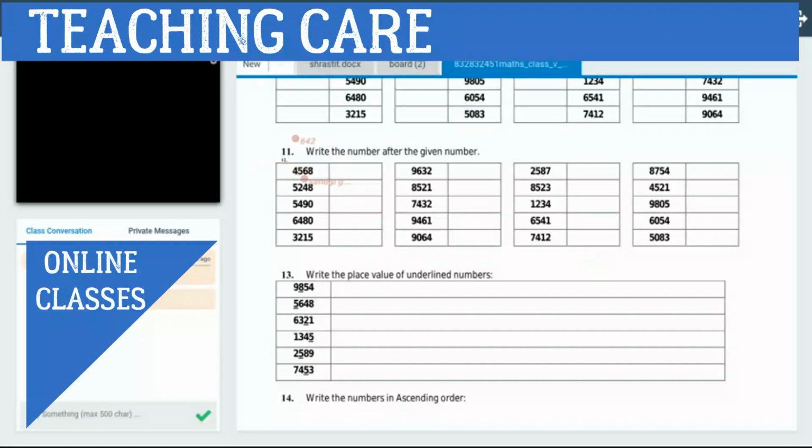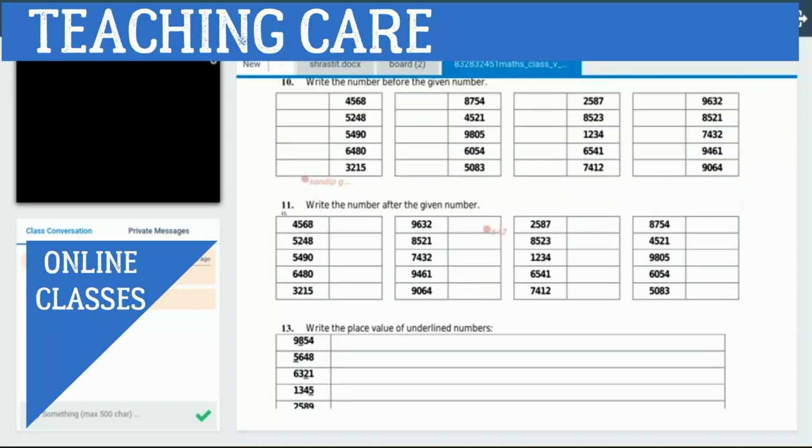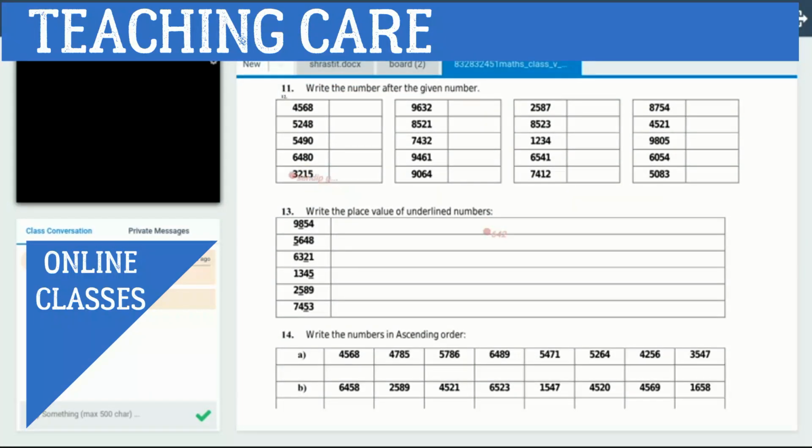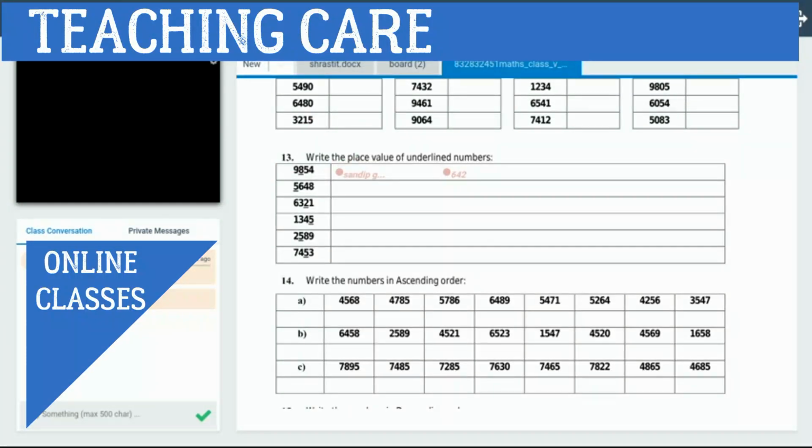Before and after given numbers, this is not there, no? Yes, place value is there for you. Okay. Tell me the place values, Srishti.